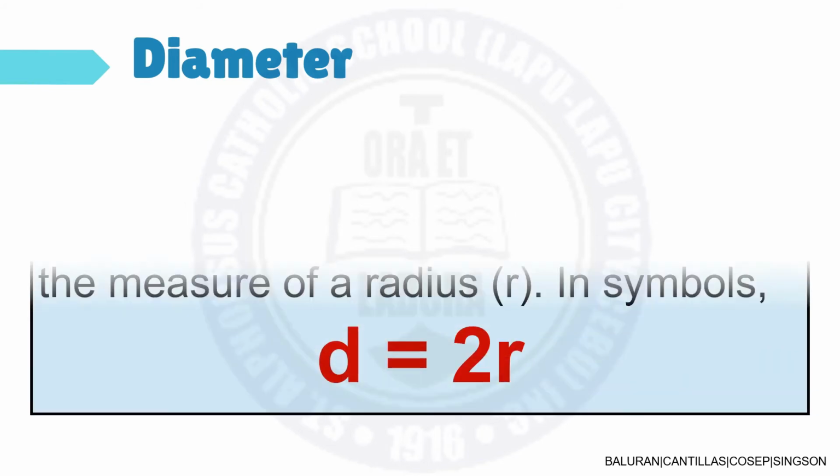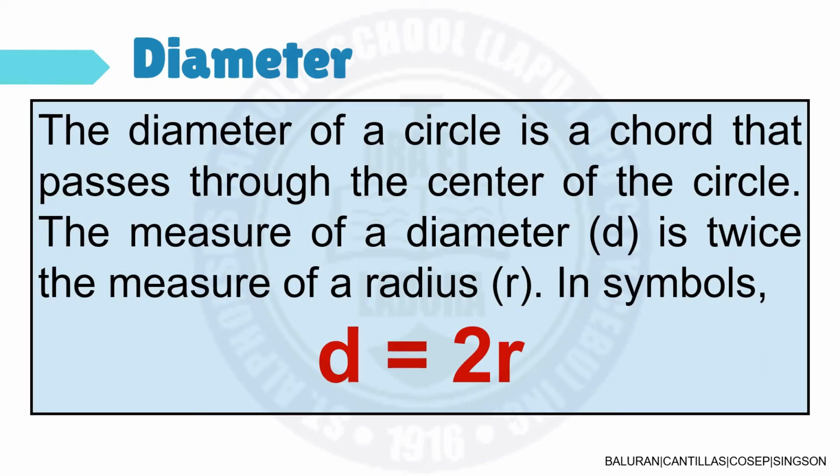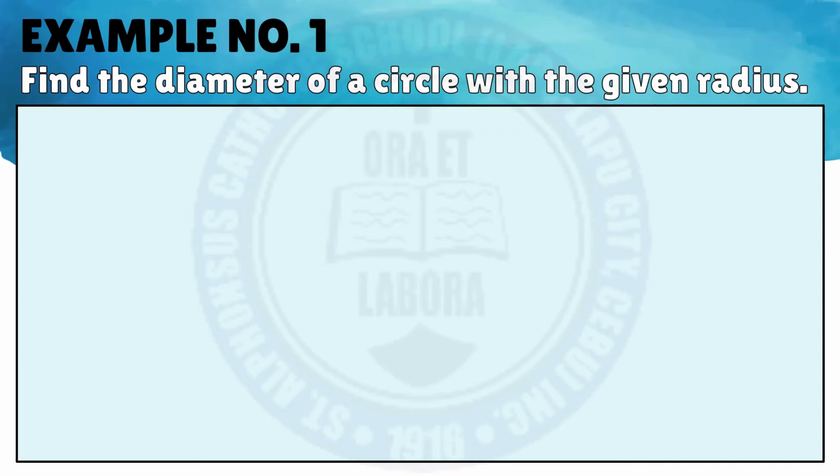Next part of the circle, we have the diameter. Diameter of a circle is a chord that passes through the center of the circle. The measure of a diameter D is twice the measure of a radius R. In symbols, D equals 2 times R.